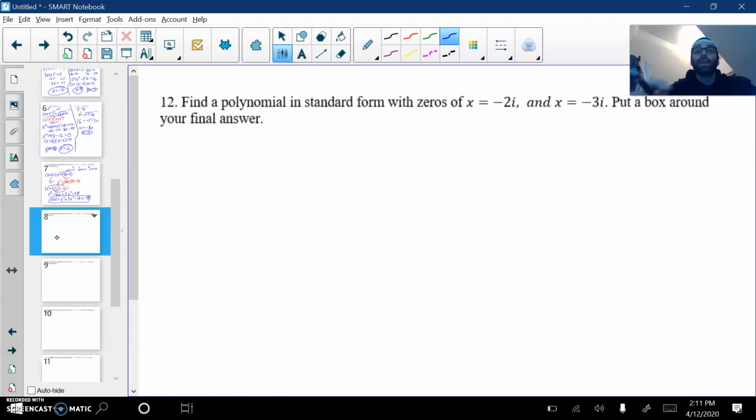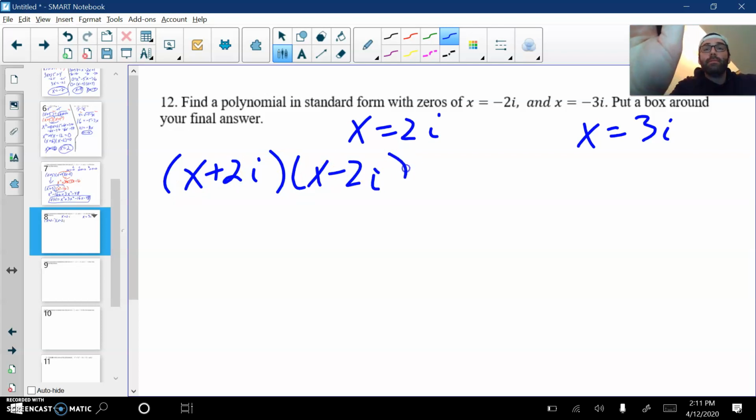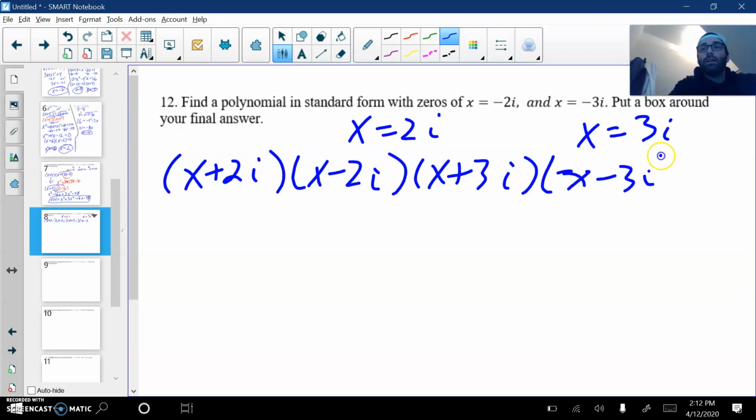Find a polynomial in standard form with the zeros of x equals negative 2i and negative 3i. Well, if negative 2i is a 0, then positive 2i is a 0. If negative 3i is a 0, then positive 3i is a 0. That means I have x plus 2i, x minus 2i, x plus 3i, and x minus 3i. So anytime you're given an imaginary root, know that you're going to have two. That means when I see an imaginary root, I have a positive and negative right away. That should go off in your head.